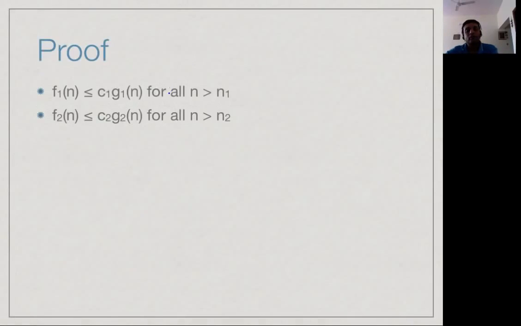Well, it's not very difficult. By definition, if f1 is big O of g1, there exists some n1 such that beyond n1, f1 is dominated by c1 times g1. Similarly, if f2 is big O of g2, there is an n2 such that beyond n2, f2 is dominated by c2 times g2. Now we can choose n3 to be the maximum of n1 and n2, and we can choose c3 to be the maximum of c1 and c2. Now let's see what happens beyond n3.